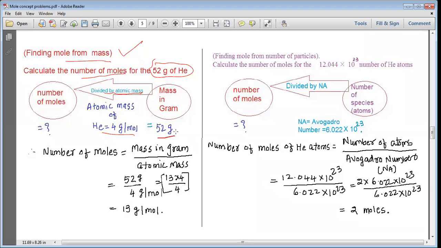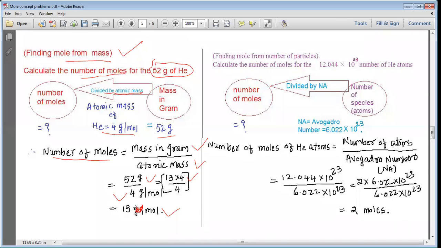Mass in gram is given as 52 gram. So if we divide 52 gram by 4, we will get the number of moles. That is why we write number of moles is equal to mass in gram divided by atomic mass. Mass in gram is 52 gram, atomic mass is 4 gram per mole. This 52 is nothing but 13 multiplied by 4, divided by 4. So finally we get 13 gram per mole, and thus, sorry, I have made a mistake.